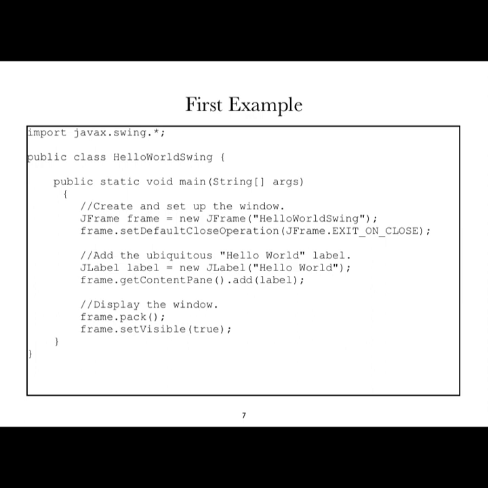So JLabels are typically pieces of text. That's a piece of text that displays in the window that you can't interact with. So what's going on here? Well, we've got a new JLabel called Hello World. That creates it. So now we've got this label, this object that represents the notion of writing Hello World into a container or a window.